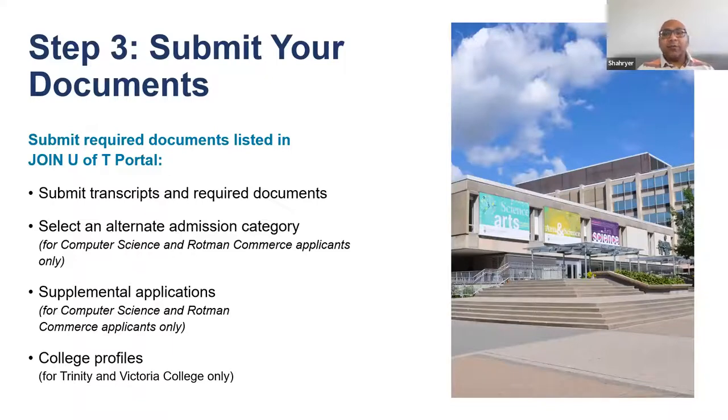Please note that computer science and Rotman Commerce admission categories require a supplemental application form for admission consideration. If you select one of these two programs, you will also have the option to indicate whether you want to be considered for an alternate admission category in case you do not receive an offer to your first choice. Please note that Trinity College as well as Victoria College also have college profiles that are required for students to submit in order to be considered for membership to their college.